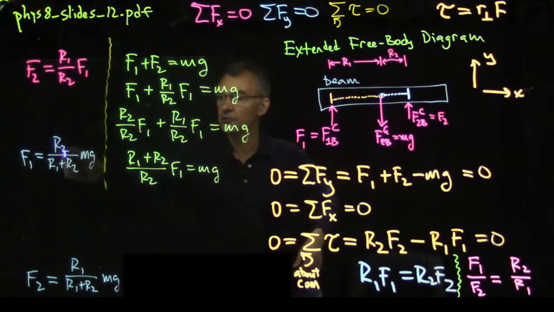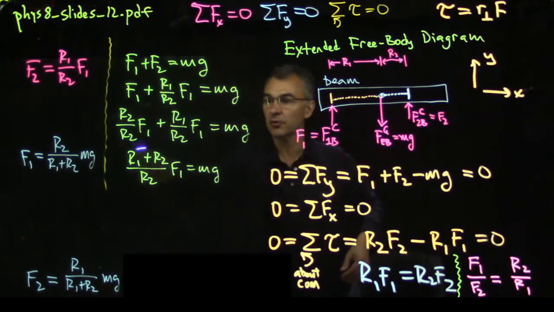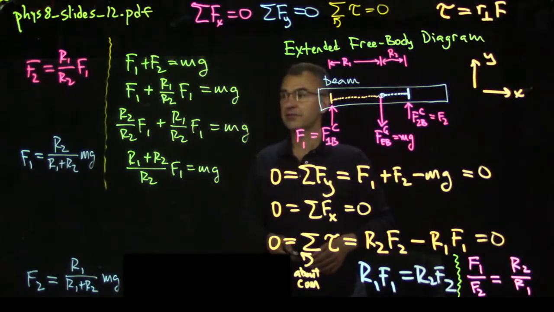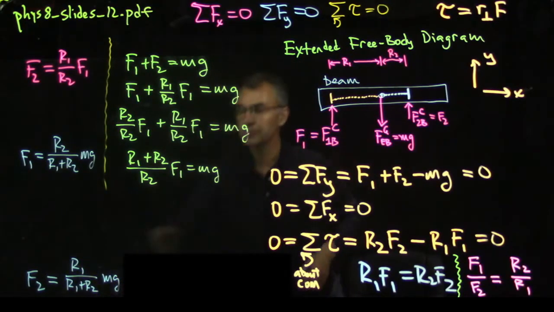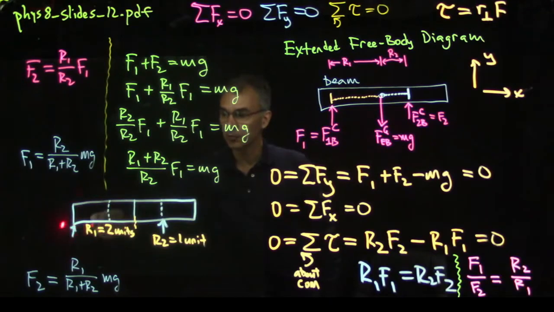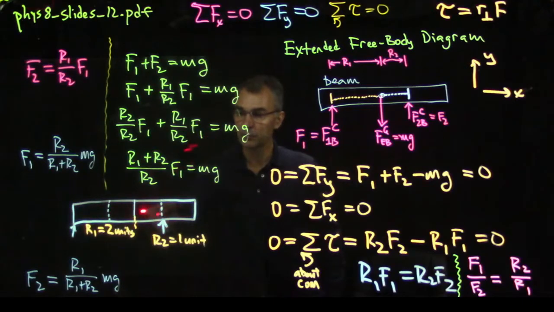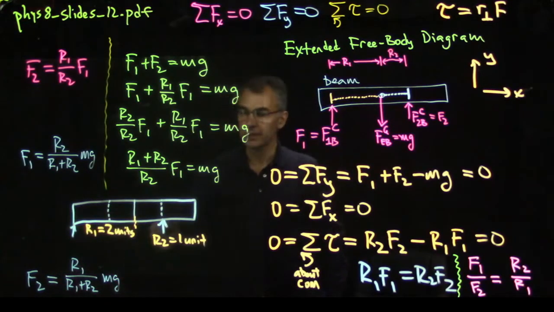F1 equals R2 over R1 plus R2 times mg, since this R2 moved up here and this R1 plus R2 moved down here. By analogy, we could do the same steps and get F2 equals R1 over R1 plus R2 times mg. Then to go back to one example from the first day of class, if support number 1 is 2 units away from the center, and support number 2 is 1 unit away from the center, then the force held by the first support will be 1/3 of the total weight, and the force held by the second support will be 2/3 of the total weight.